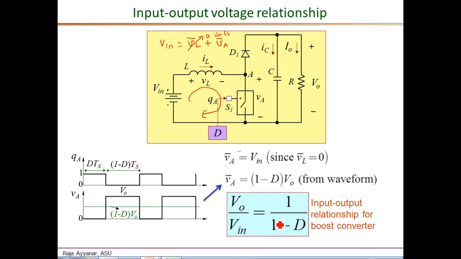Again, you can see from this equation that first of all, the valid operating range for D is 0 to 1. So for any values of D between 0 and 1, we can see that VO is always higher than the input voltage, and that's why this is a boost converter under all operating conditions.